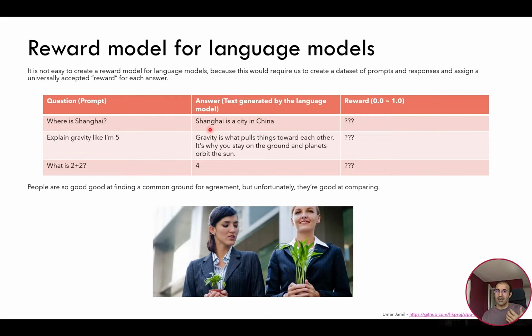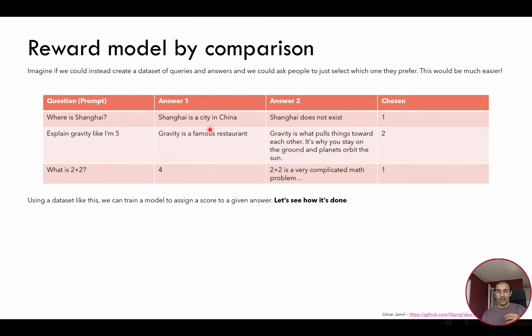because we humans are not very good at finding a common ground for agreement, but unfortunately we are very good at comparing, and we will exploit this fact. So instead of building a data set made of questions, answers and rewards, because we do not know what kind of reward to assign, we will build a data set of questions and multiple answers, and then we ask people to choose an answer that they like, according to some preference that we have.